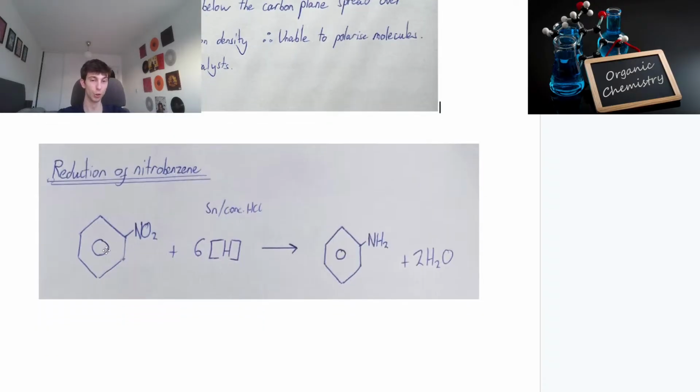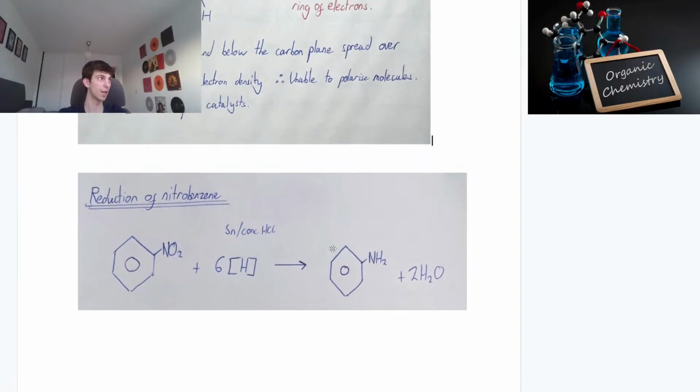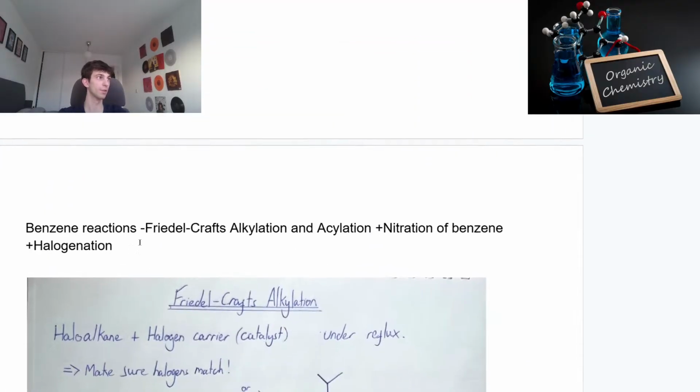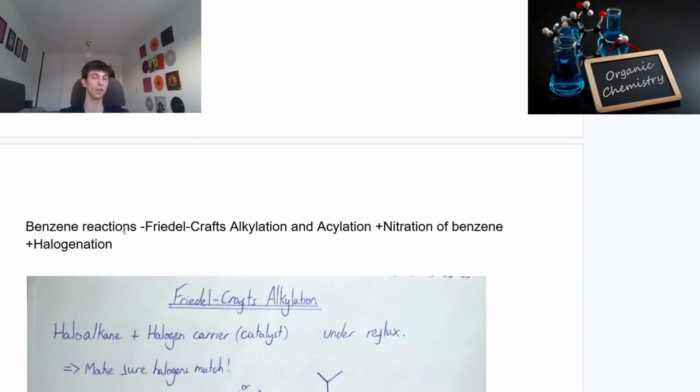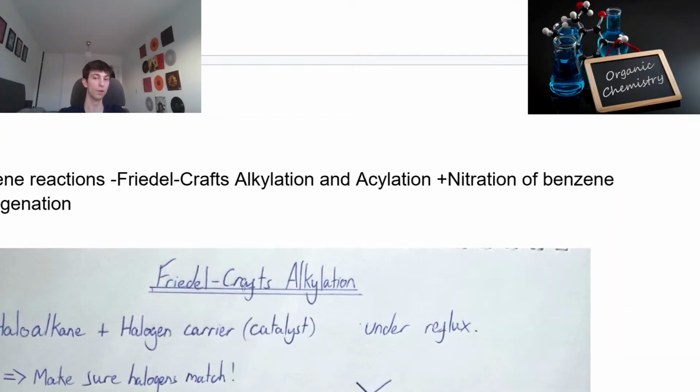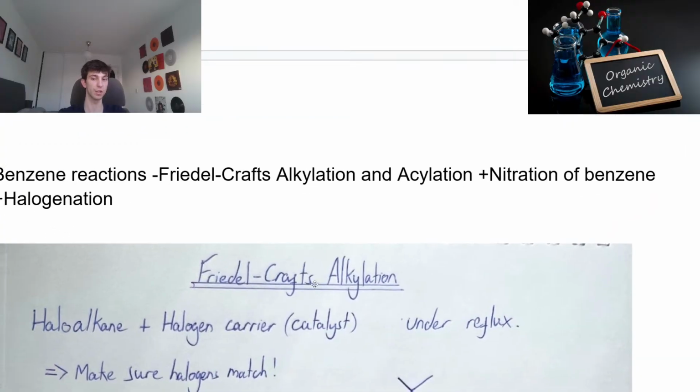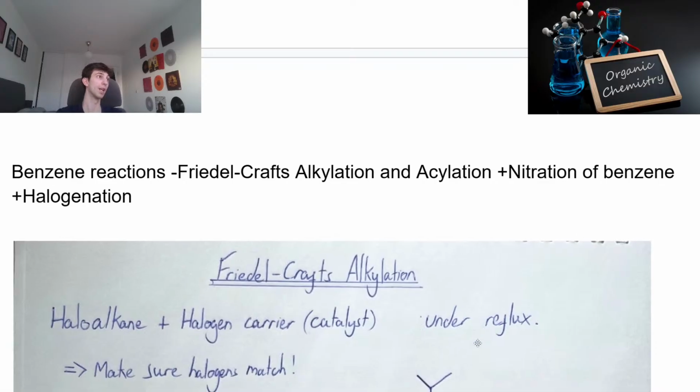So from here, guys, I got the 2 very key reactions of benzene. As you can see, the subheading is quite a lot of stuff, just generally benzene reactions. We have Friedel-Crafts alkylation and Friedel-Crafts acylation. For Friedel-Crafts alkylation, we're going to need a haloalkane and a halogen carrier catalyst. As we said before, benzene is stable, so we need to form an electrophile. And once again, both alkylation and acylation are under reflux.